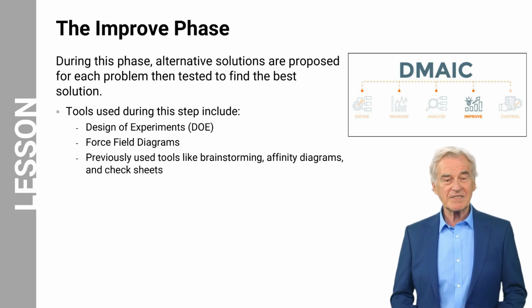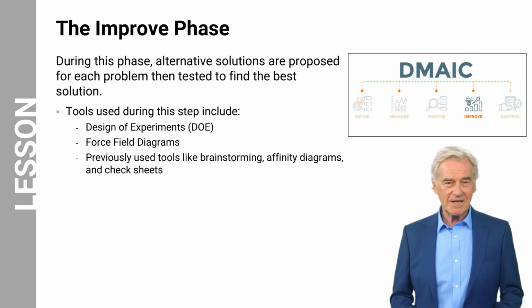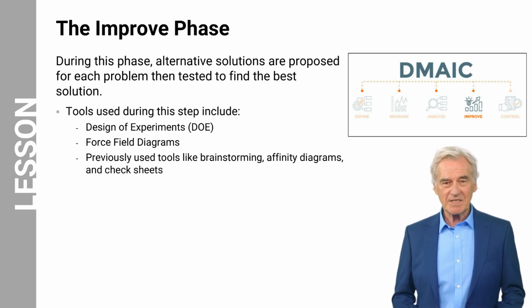To facilitate this effort, several tools are employed. These include design of experiments, abbreviated as DOE, and force field diagrams. Additionally, teams often revisit tools used in earlier phases, such as brainstorming to generate ideas, affinity diagrams to organize information, and check sheets to collect and analyze data.